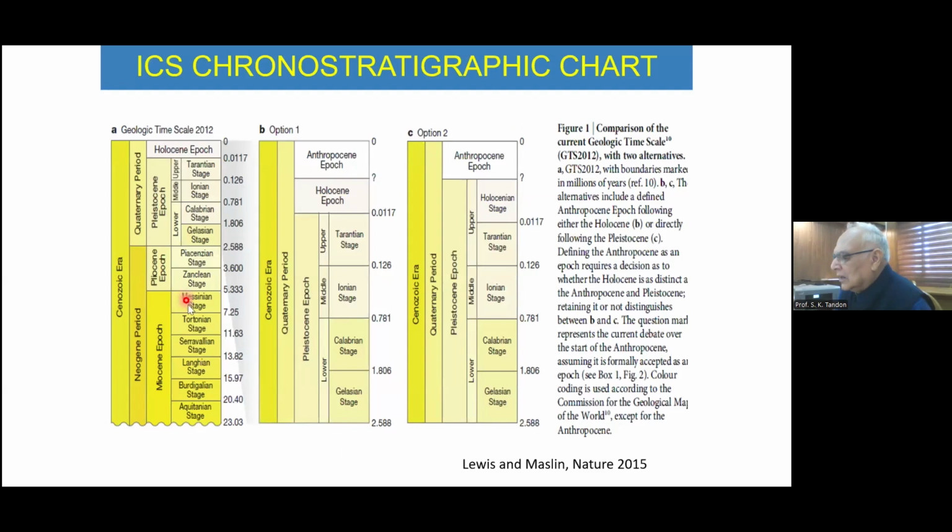So essentially, if you can look, this column on the left is the geological time scale. The one in the middle, there's a question mark there. What is the kind of time that you want to slice out of the Holocene, essentially? And a third suggestion where you want to push the Holocene into the Pleistocene epoch and then separate an Anthropocene. So this was made again in a Nature paper, Lewis and Maslin in 2015.